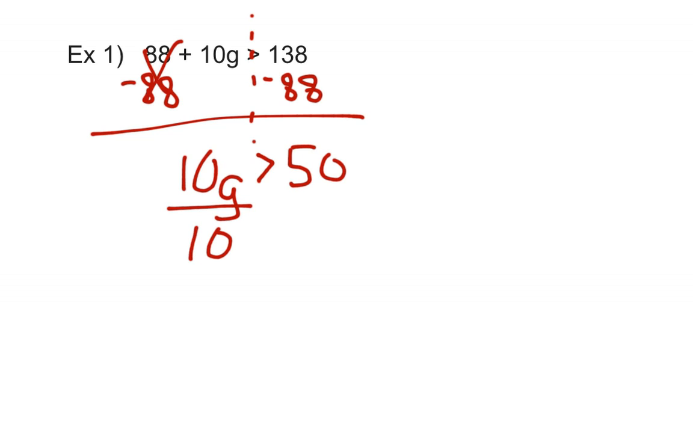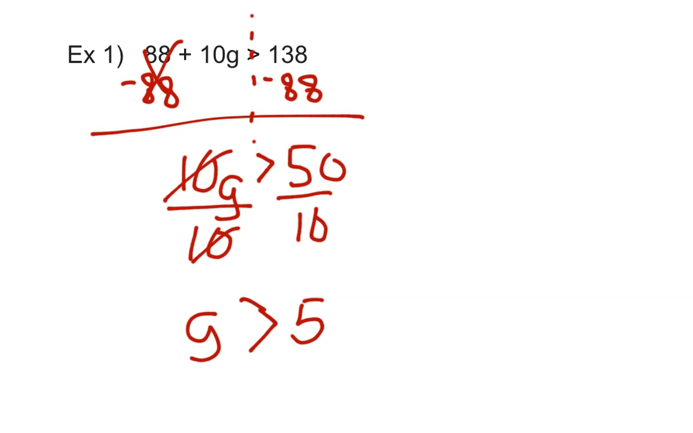Divide by the 10. Now I'm dividing by a positive 10, so the inequality is going to stay as a greater than symbol. g is greater than, I divide by 10 on the right, and that's going to give me 50 divided by 10 is 5. So g is greater than 5. It didn't ask us to graph our solution, so in this problem we don't need to do that.